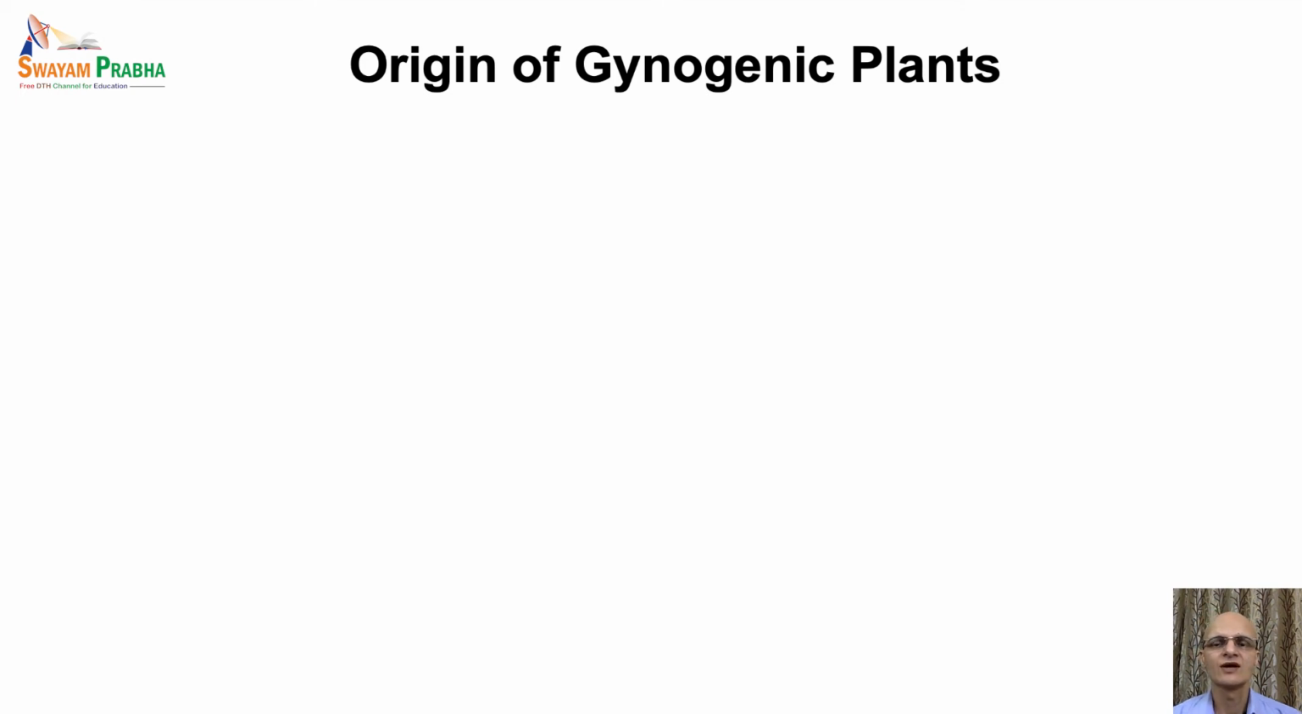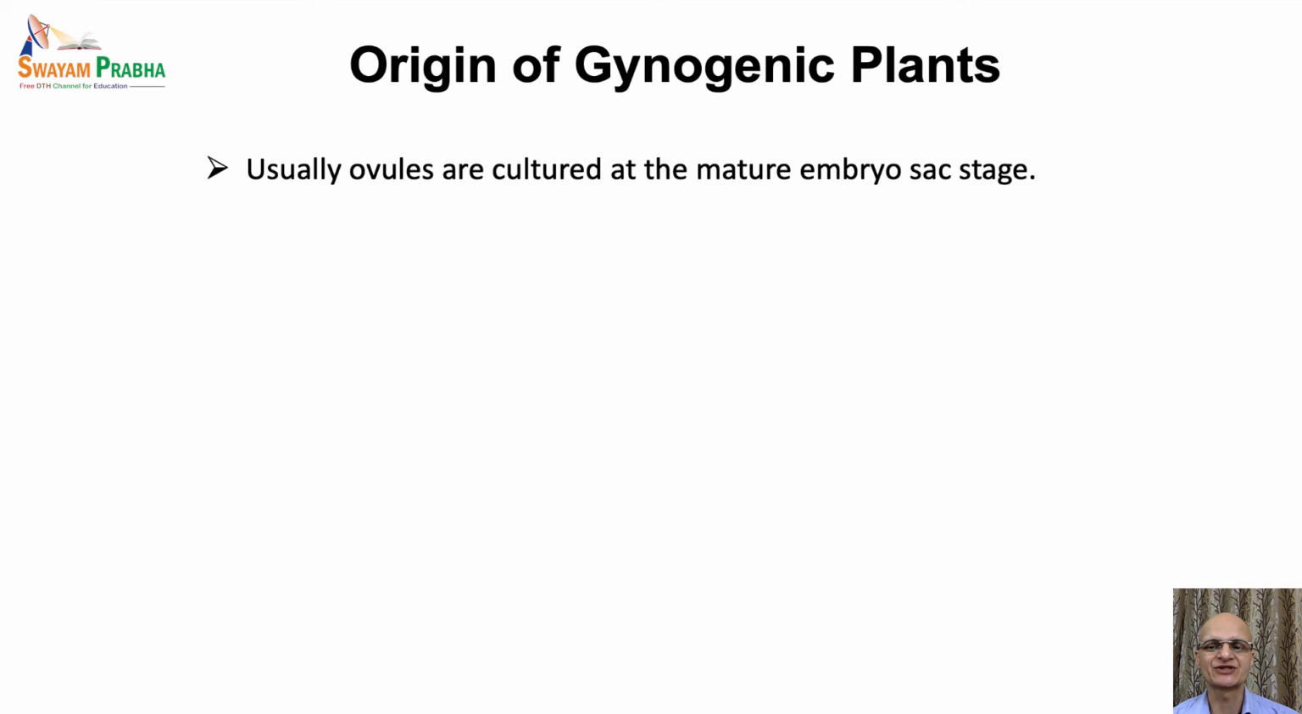So next is the origin of gynogenic plants. Generally the ovules are cultured at the mature embryo sac stage. And if it is difficult to extract or handle the ovules because of their small size or maybe other reasons, then either the ovaries or the complete flower buds can be used for initiating the gynogenic cultures. Irrespective of the type of explant, whether ovary, ovule or flower buds are used to initiate the in vitro cultures, gynogenic haploids originate from the female gametophyte.